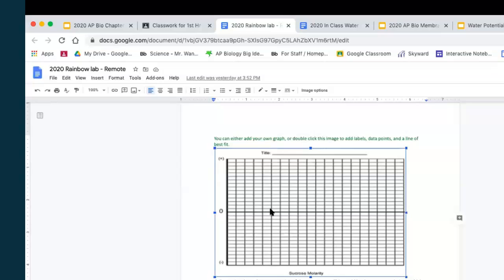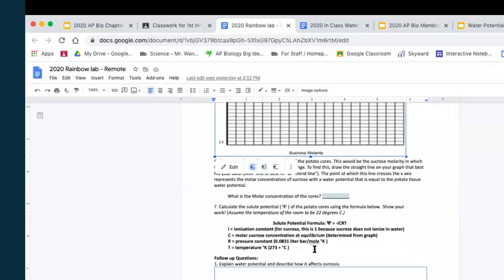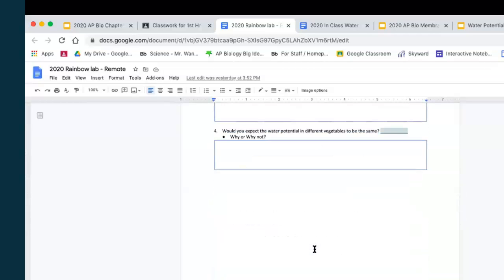The point where your line crosses 0 is the concentration of that solution or substance. It's not gaining, it's not losing mass, so it must have the same concentration as the substance. Anything up here is gaining mass, so it's sitting in a hypotonic solution. Anything down here is losing mass, so it's sitting in a hypertonic solution. If it's not gaining or losing, it's isotonic, which means it has the same concentration. So what you're doing is figuring out the concentration of the potato cells. And then there are some follow-up questions.